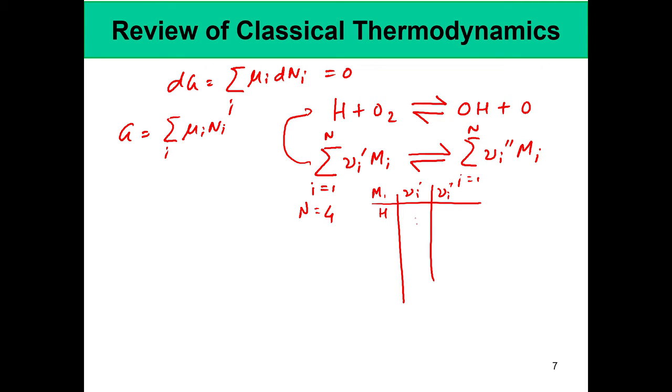So, for H we have nu i dash equal to 1, nu i double dash equal to 0, because it does not appear on the products. So, we can say the stoichiometric coefficient of H on the product side is 0. For O2 we have 1 and 0. For OH we have nu i dashed equal to 0, and for the product it is 1, and for O this is 0 and this is 1. So, I hope this explains the principle by which you are writing this generalized equation.